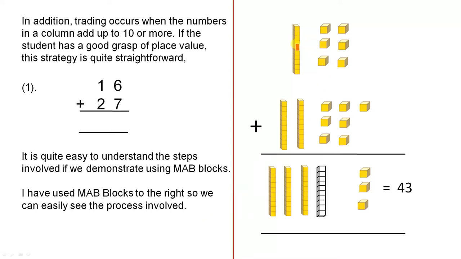Now here is 16, that's 10 plus 6 ones. So 10 plus 6 is 16. So that part is our 16. Here we have 20 plus 7 ones. So this part is our 27. So we're doing this sum here using MAB blocks.